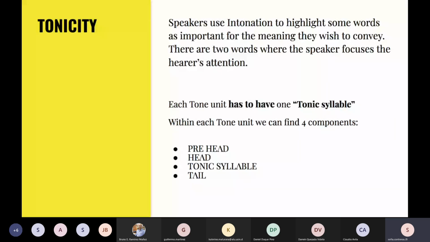Okay, then we have the concept of tonicity. Speakers use intonation to highlight some words as important for the meaning they wish to convey. There are words where the speaker focuses the hearer's attention. In this case, each tone unit has to have one tonic syllable. Within each tone unit, we can find four components. We have a prehead, a head, a tonic syllable, and a tail.